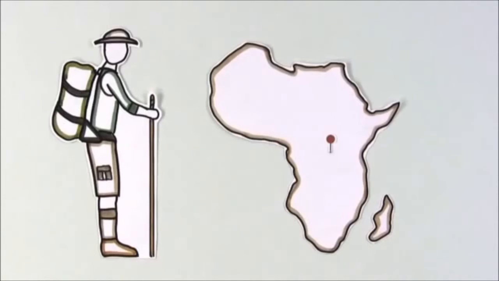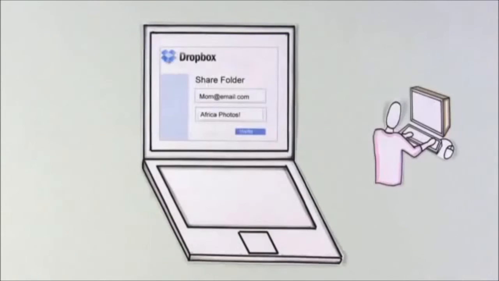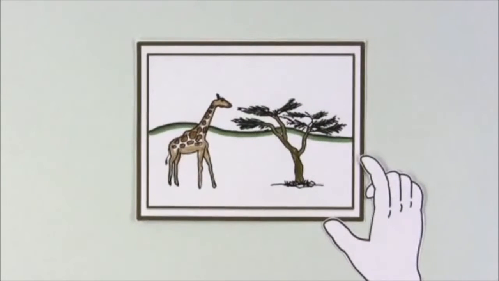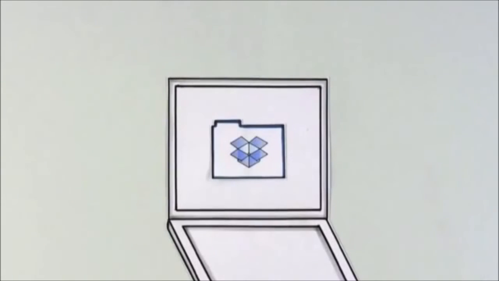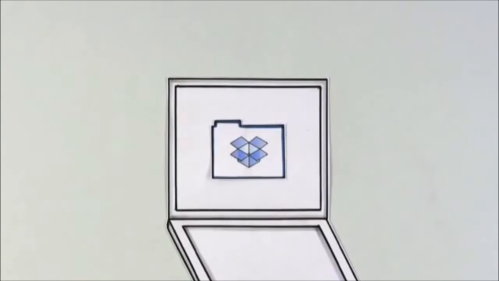As it turns out, Josh's Safari was a success, and his laptop made it home with lots of videos and photos to share. Instead of emailing everything, he just shared a Dropbox folder with his mom, so she could get copies of photos she wants to frame. Because it worked so well for travel, Josh made Dropbox the home for all of his stuff, so it's accessible anytime, wherever he goes.